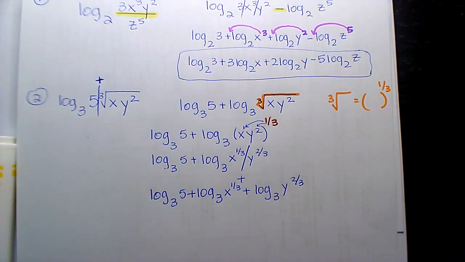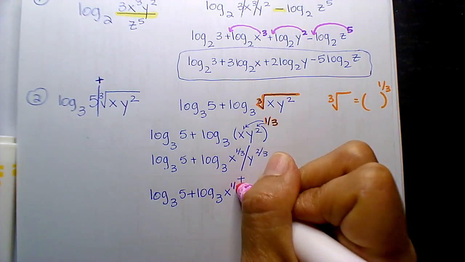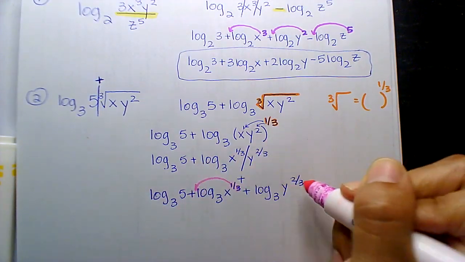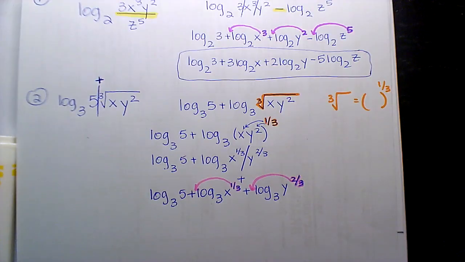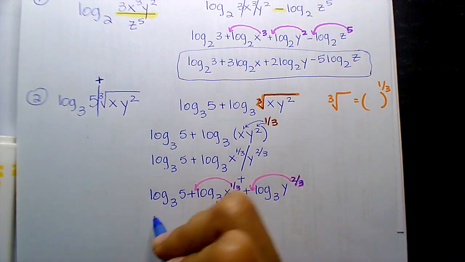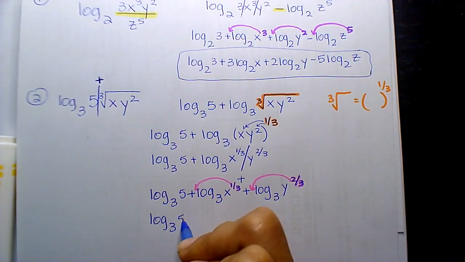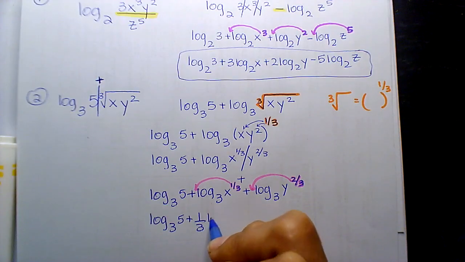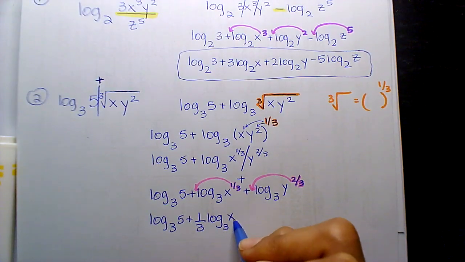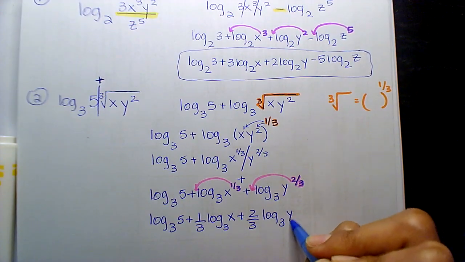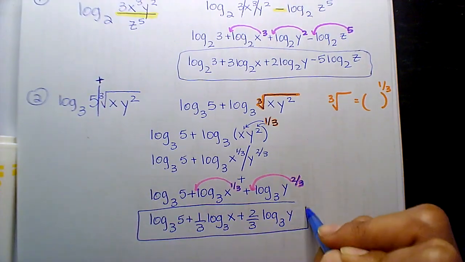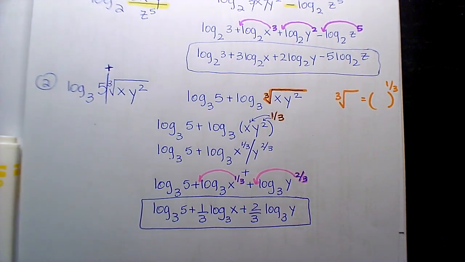Okay, and so lastly, now what? Your exponents need to come to the front, that power rule, and they need to come to the front as a coefficient to those logs. So then it's log base 3 of 5 plus 1/3 log base 3 of x plus 2/3 log base 3 of y. And that is fully expanded out.